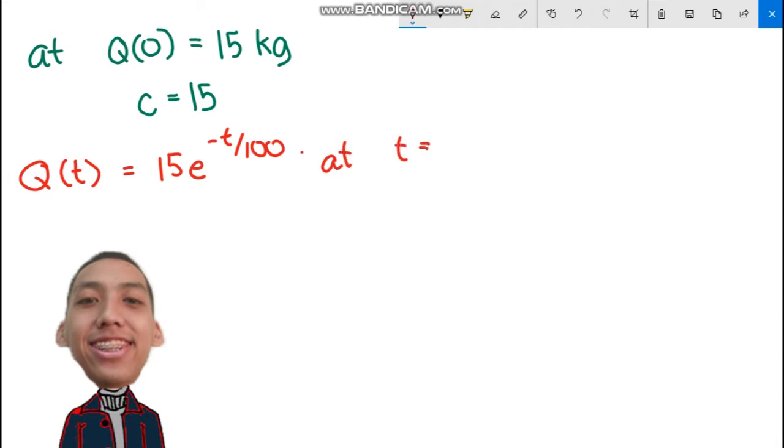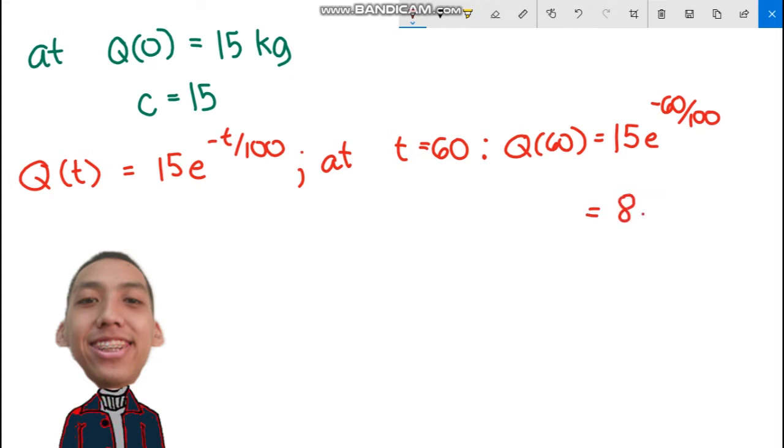Then, the problem asks us to find how much salt is in the tank after 60 minutes. We will then substitute 60 into the general solution. Q of 60 is equal to 15 e raised to negative 60 over 100, and you will get your answer, which is equal to 8.23 kilograms. Voila! That's how much salt is in the tank after 60 minutes. That's how we solve it using the linear method.